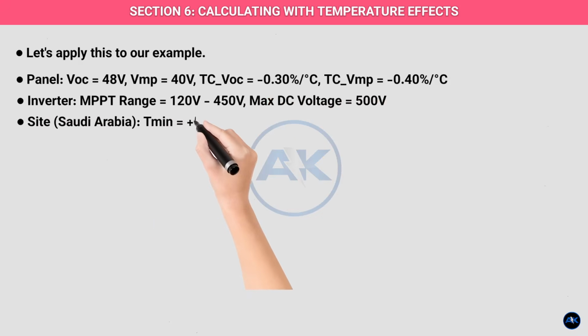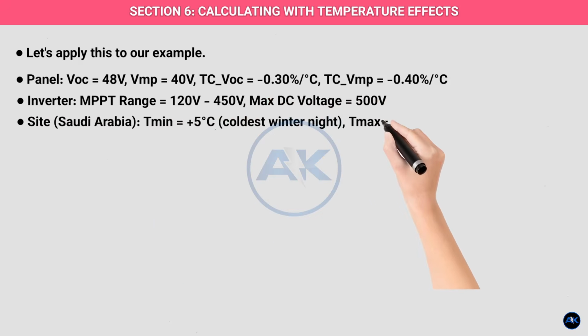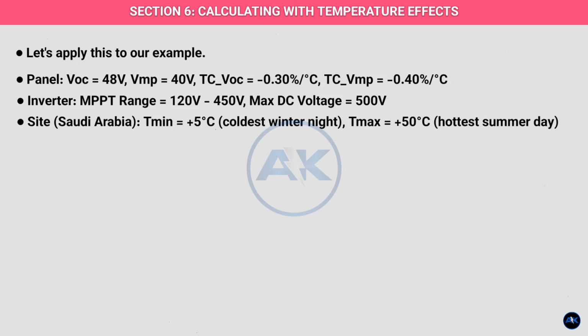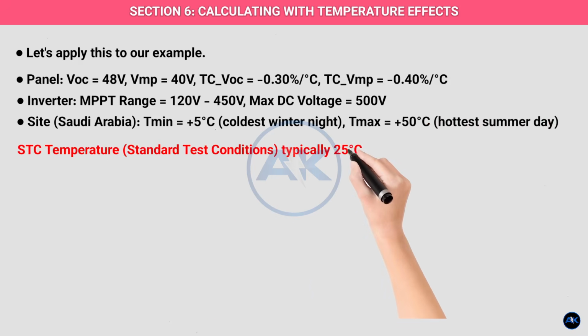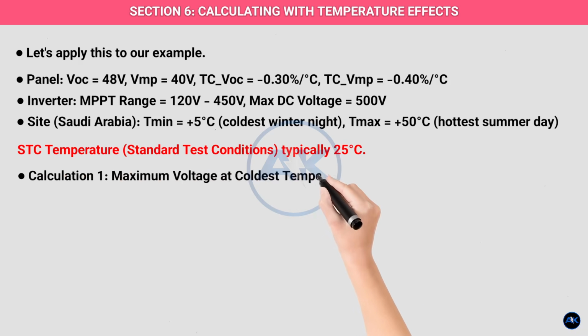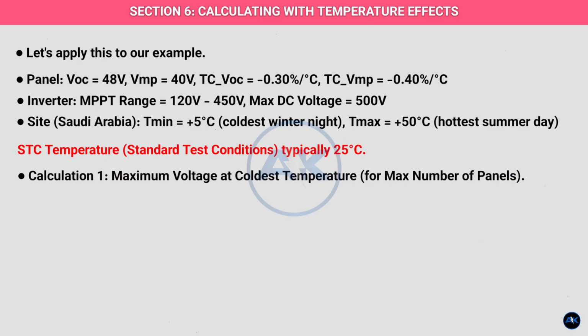Site, Saudi Arabia example: Tmin equals plus 5 degrees Celsius, coldest winter night. Tmax equals plus 50 degrees Celsius, hottest summer day. STC temperature, standard test conditions: this is where panel specs are measured, typically 25 degrees Celsius. Calculation 1: maximum voltage at coldest temperature for the max number of panels. This determines the absolute maximum voltage your string will ever reach.